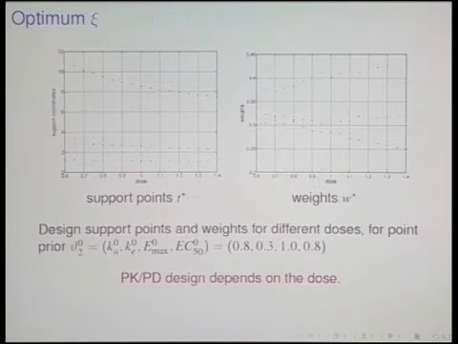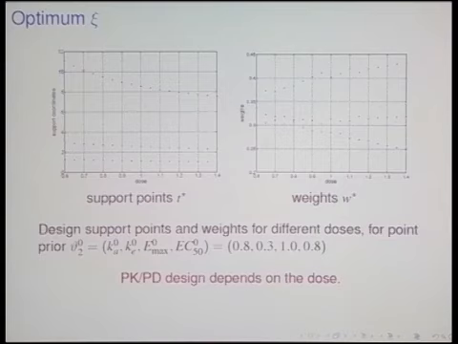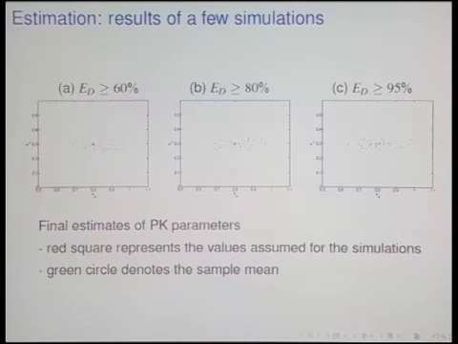What is this now? Here you have design points for estimation of PK/PD parameters, and there are 3 points, and they will depend on dose. And these are the time points for this dose, for this dose, for this dose, and so on, and the weights. So that's clearly the dependence of these parameters.